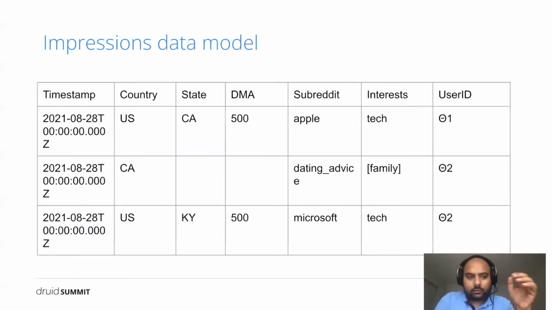This is what that data looks like. We have timestamp, location, subreddit address, user ID. Along with that, we have a few other fields as well that we did not intentionally include in this table, but there are a bunch of other fields, for example, device types, device OS, desktop, mobile, etc.